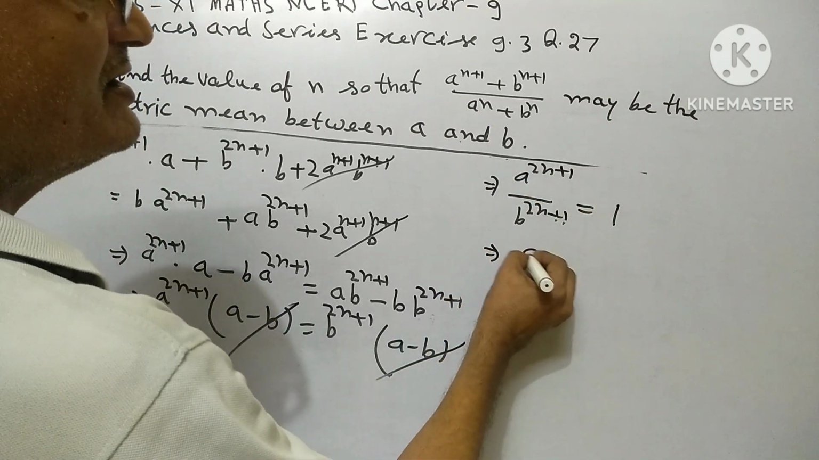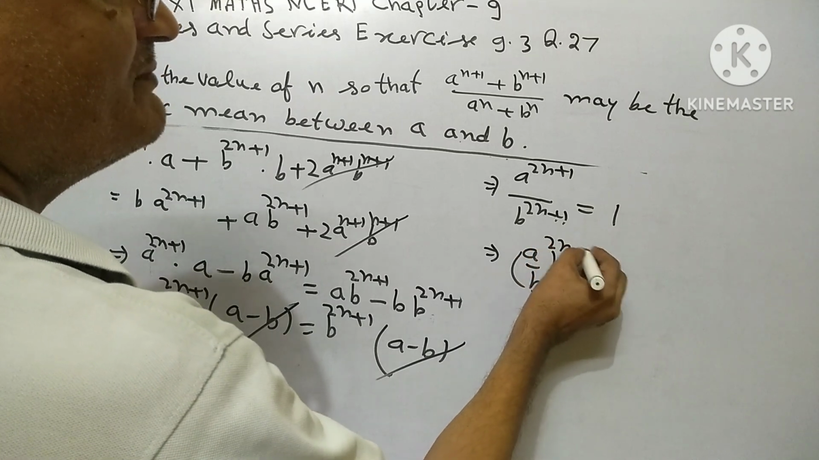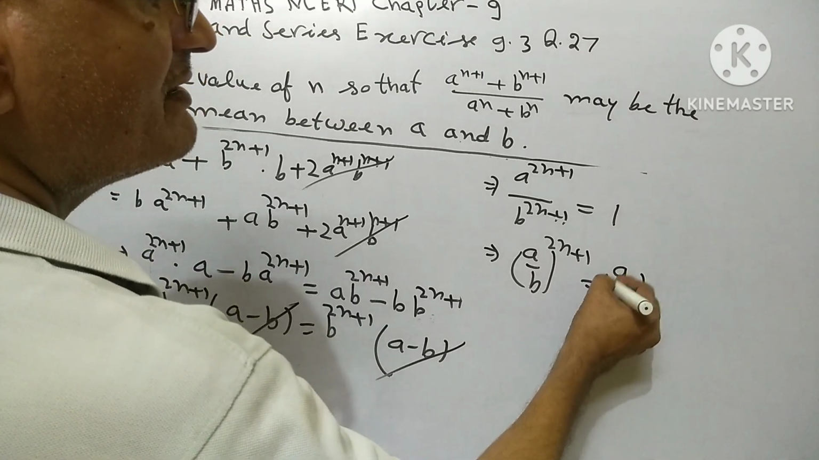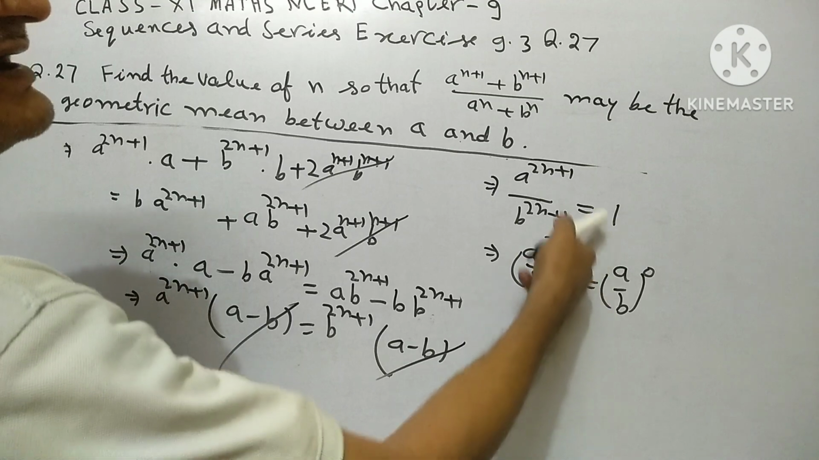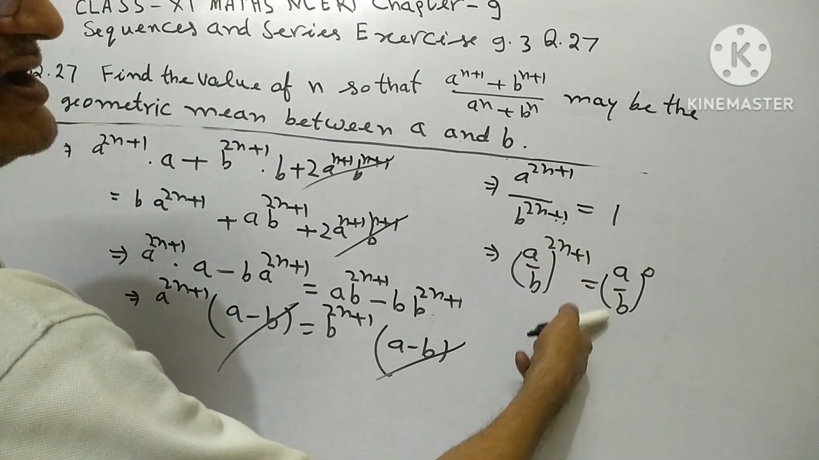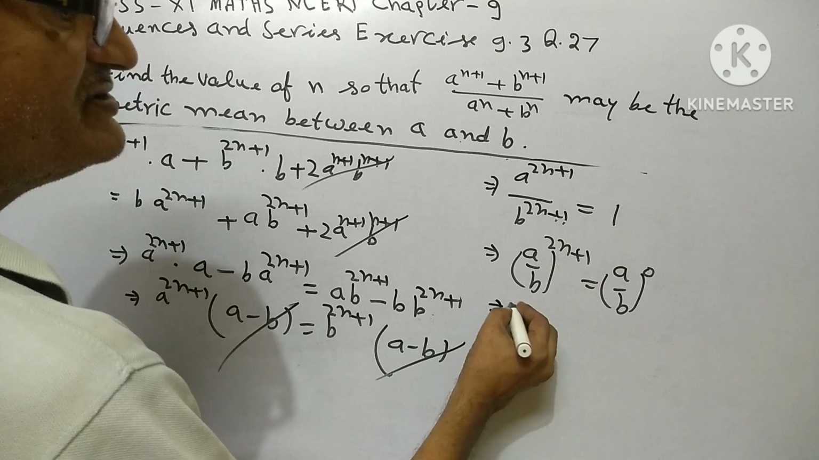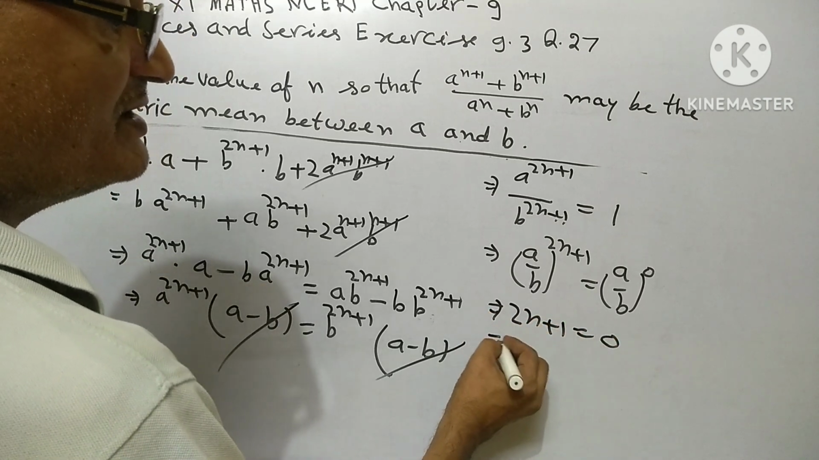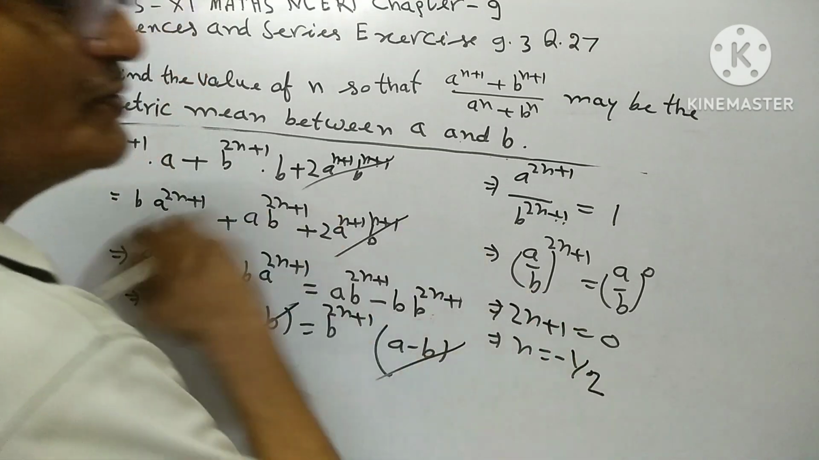This implies (a/b)^(2n+1) = (a/b)^0. We can write 1 as (a/b)^0, implies 2n + 1 = 0, implies n = minus 1 by 2.